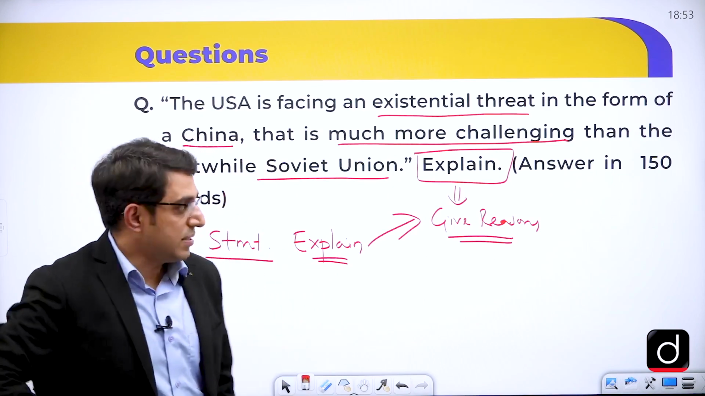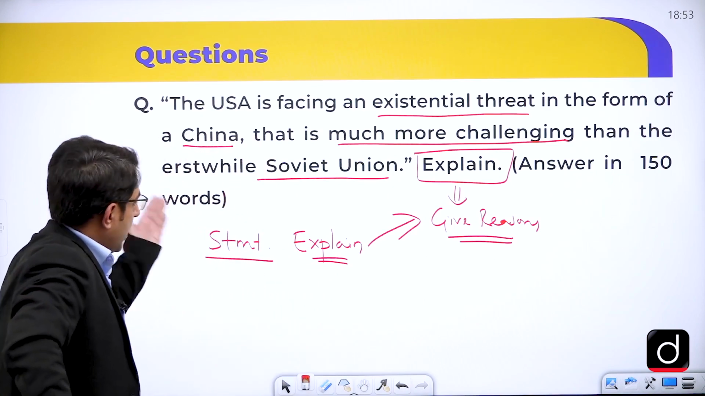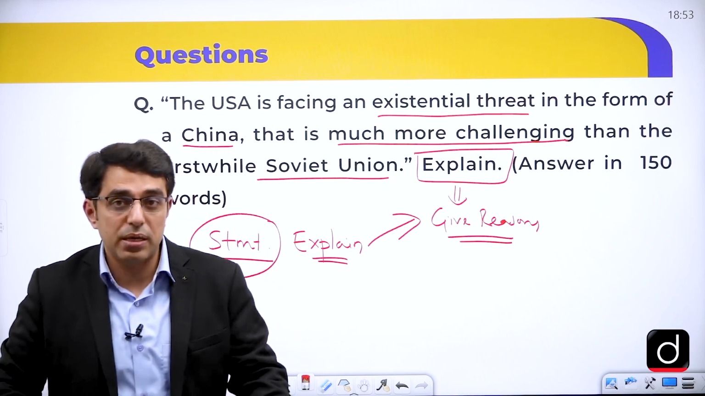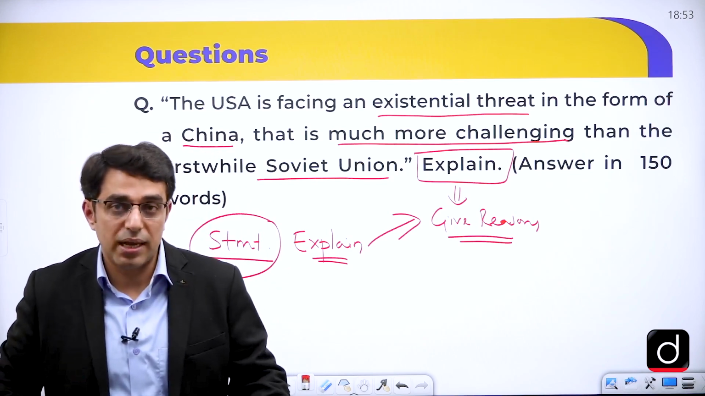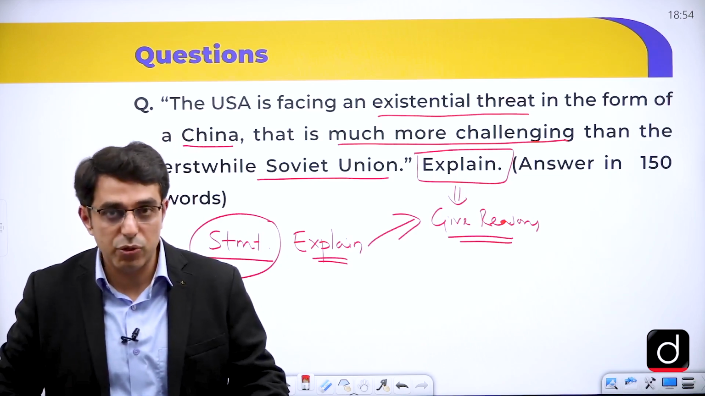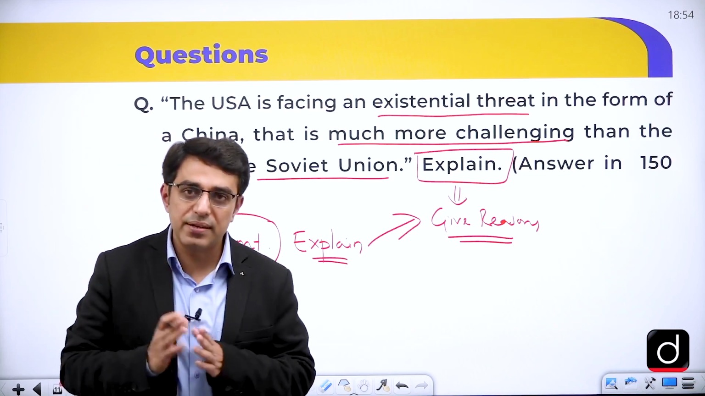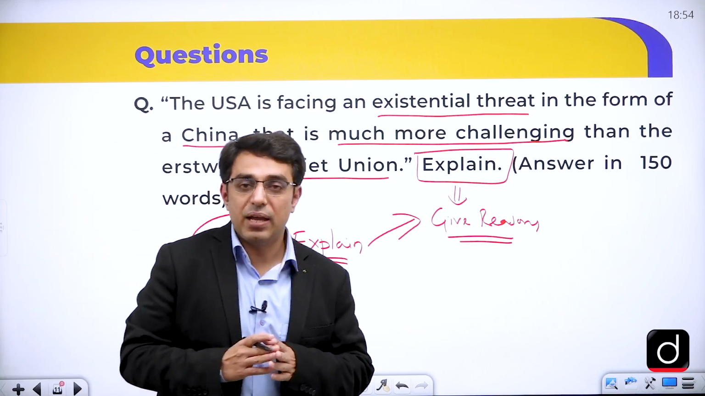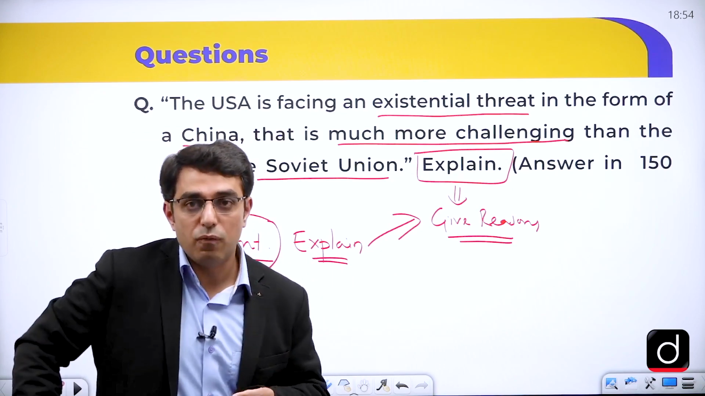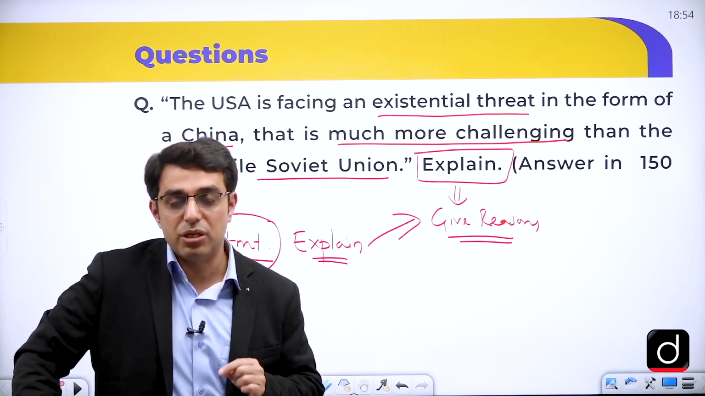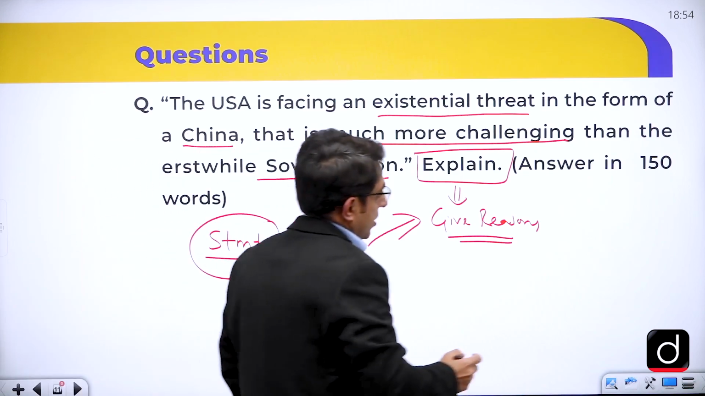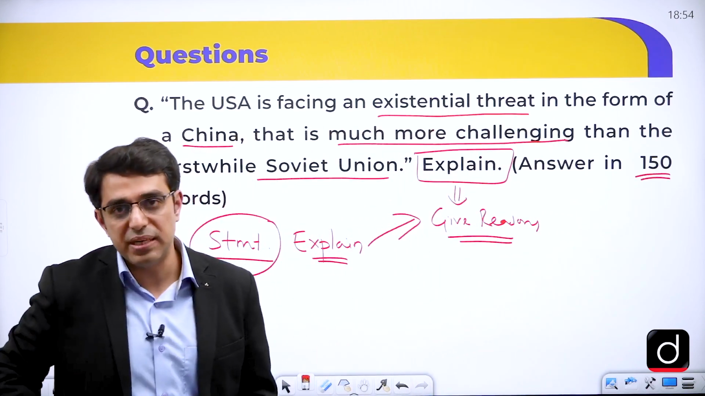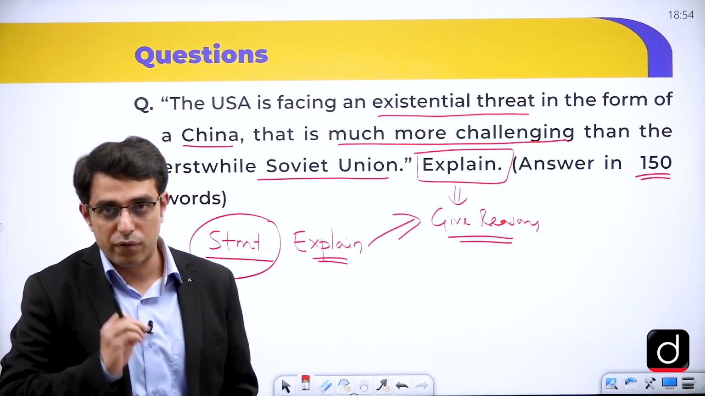What we have to do is answer the question, and that is, we have to take the statement as a given, that yes, China is a more formidable challenge to the US than the erstwhile Soviet Union, and we have to provide the reasons why it is so. In a way this is a more direct question, but at the same time we have to remain very much focused on what the question is asking and supply that information only, because the answer has to be written in only 150 words. That means, if we are writing around 10 words in one line, 15 to 17 lines is the maximum that we can afford for this answer.